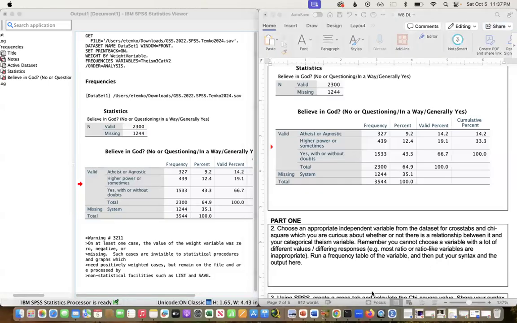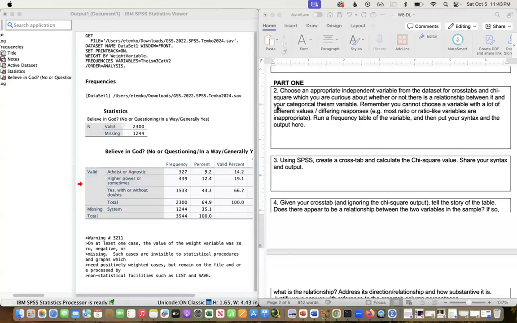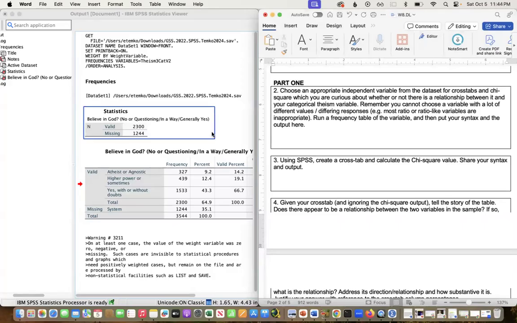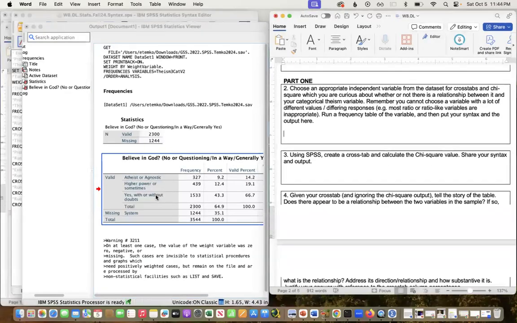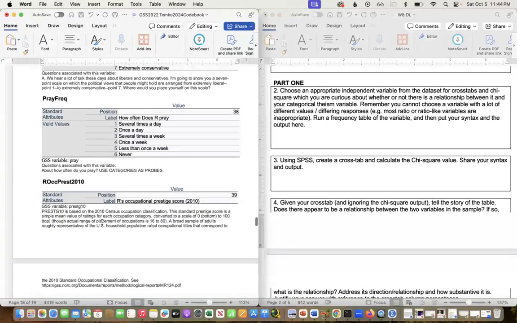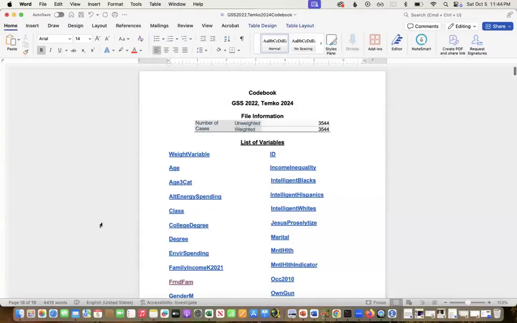Okay, let's go to part 1. For part 1, we have to choose an independent variable to use for crosstab and chi-square. We already know what our dependent variable is, so let's look at our codebook and see what we might choose from.